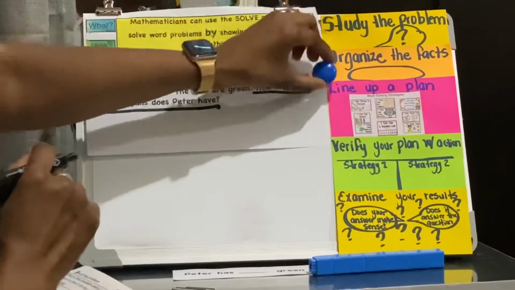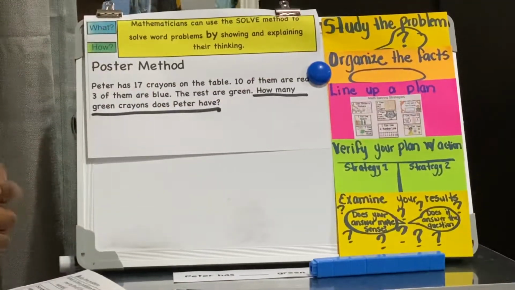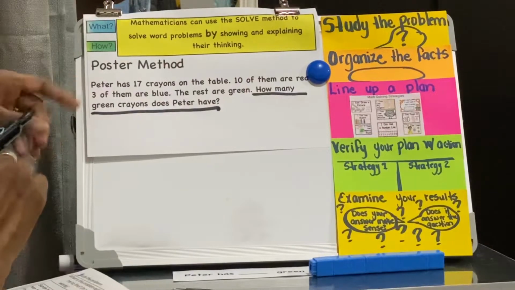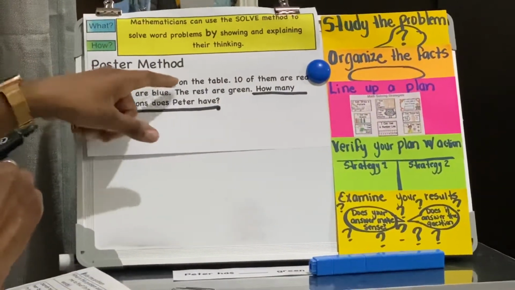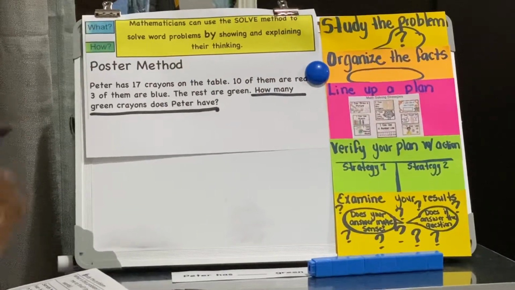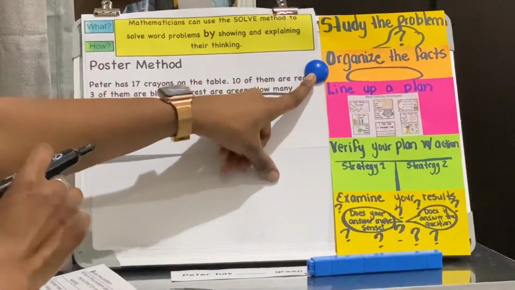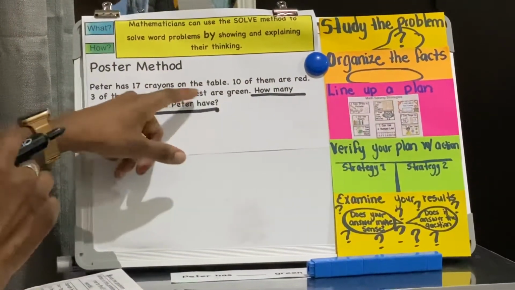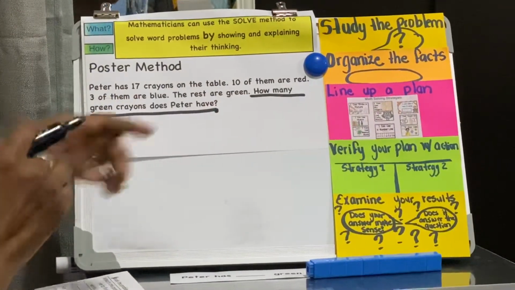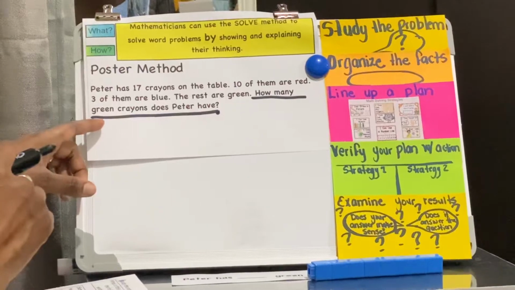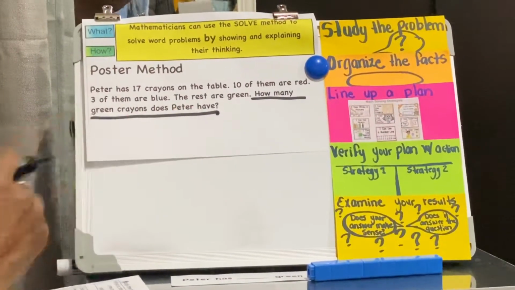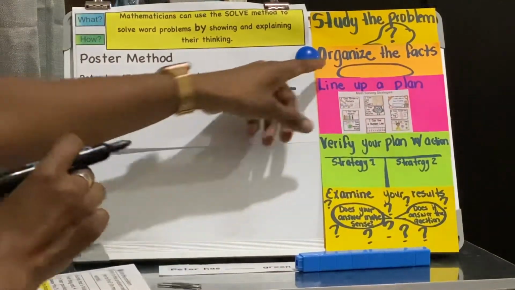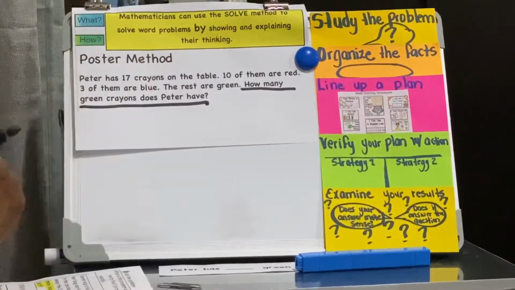Now, next step, we're going to organize the facts. Let's read it again. Peter has 17 crayons on the table. 10 of them are red. 3 of them are blue. The rest are green. And we already know that we're trying to find out how many green crayons Peter has. So we're looking for the number of crayons. So let's organize the facts. We're going to circle the important facts.